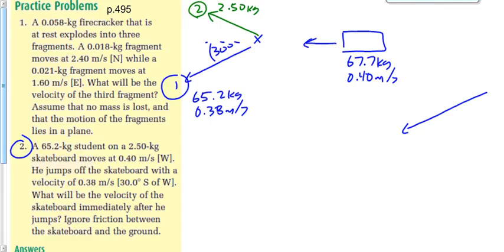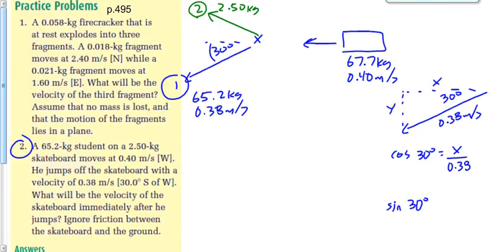We got 30 degrees right here. This is an X, this is a Y, and this is 0.38 meters per second. We're going to find the X component by the cosine function because the X component is the adjacent side of the triangle. Cosine 30 is equal to adjacent over 0.38. And we're going to find the Y component using the sine function. Sine 30 degrees is equal to opposite over 0.38.